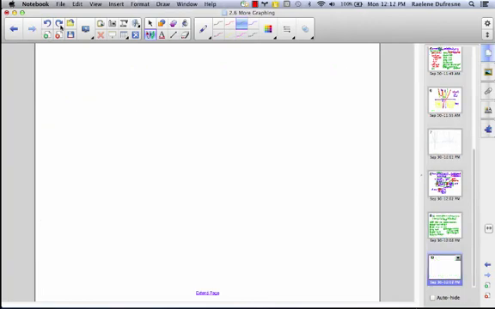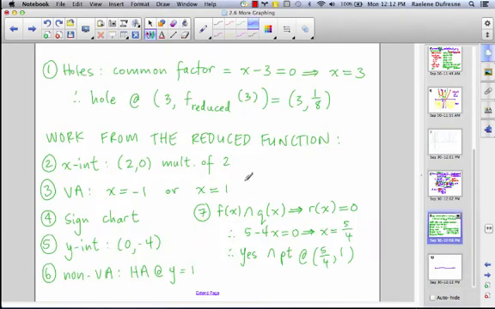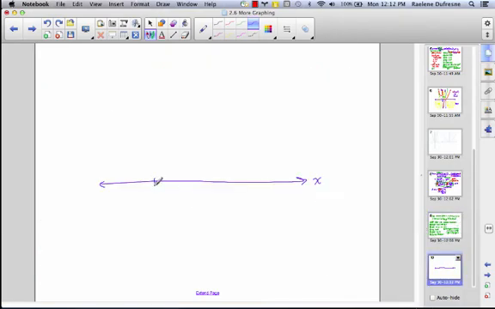So now let's make our sign chart. We have 3 x coordinates to substitute in. We have 2, -1, or 1. X equal to 2 is an x-intercept. However, x equal to 1 or x equal to -1 are vertical asymptotes.